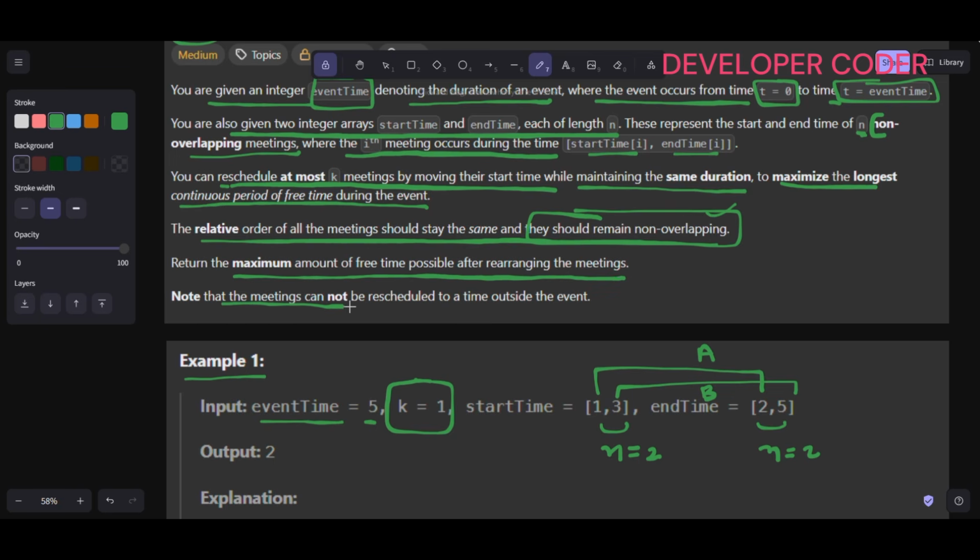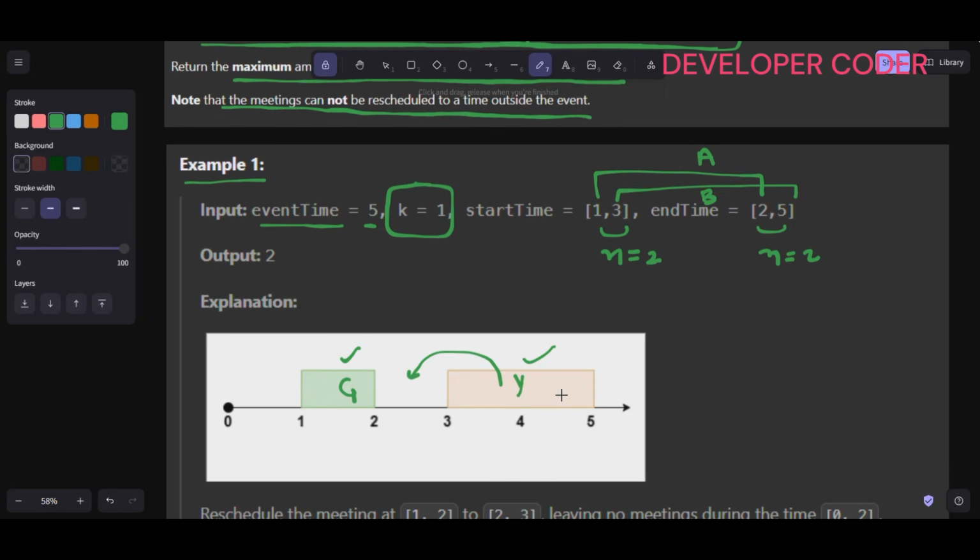Note that the meetings cannot be rescheduled to a time outside the event. So I can't reschedule this meeting, let's say meeting B, to some time outside the event, let's say something from 6 to 8. I can't do that. That is not good.